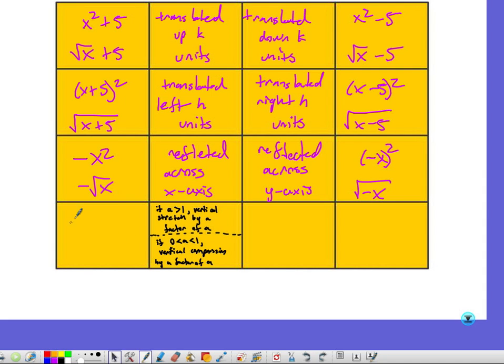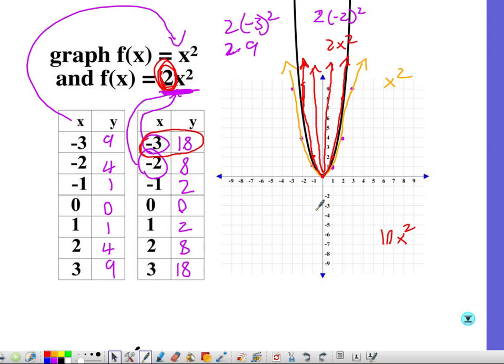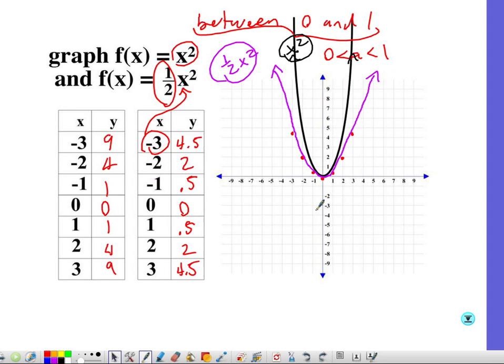Now what I want you to write as our two examples, the first one was 2x squared, and then our compression was 1/2 x squared. So that was discovering vertical stretch and vertical compression.